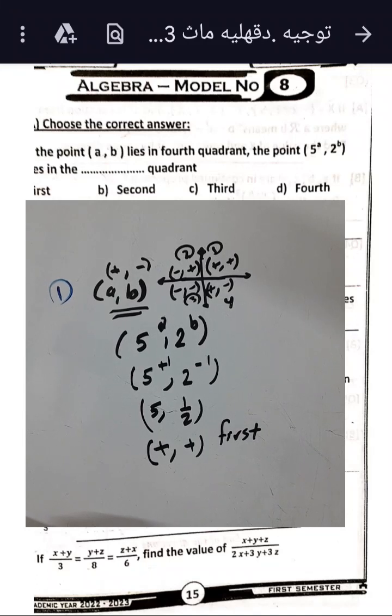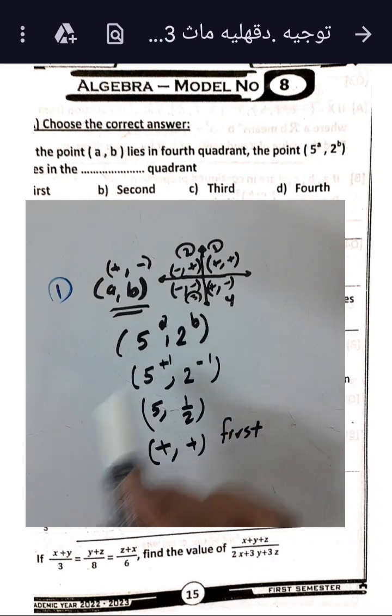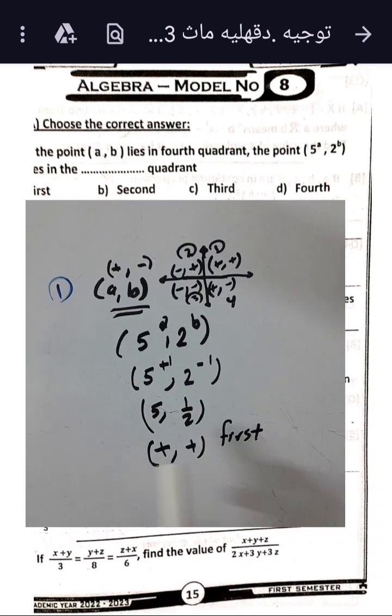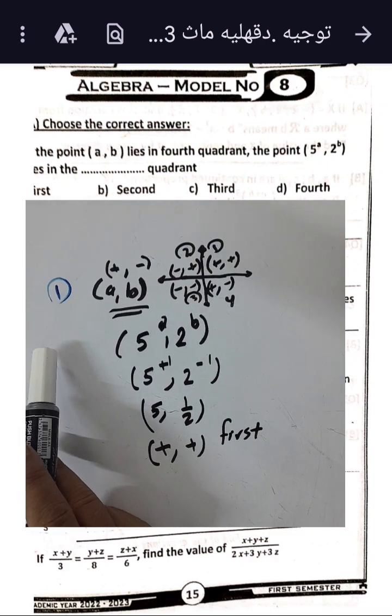Question number 1, choose the correct answer. The point (a, b) lies in the first quadrant. Then the point (5^a, 2^b) lies in which quadrant? It lies in the first quadrant. Why? Because he tells us the point (a, b) lies in the first quadrant.